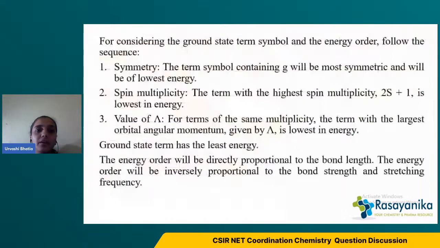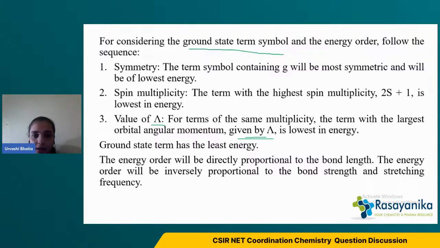For considering the ground state term symbol and the energy order, you have to follow this sequence. Symmetry: the term symbol containing G will be most symmetric and will be of lowest energy. Next is spin multiplicity: the term with the highest spin multiplicity, 2S plus 1, is lowest in energy. And then the value of the symbol. For terms of the same multiplicity, the term with the largest orbital angular momentum, given by this, is lowest in energy.